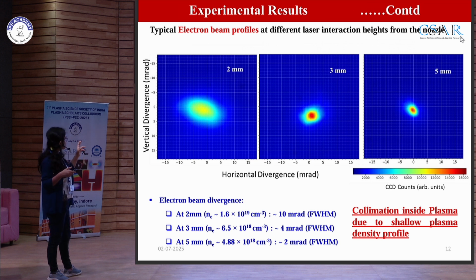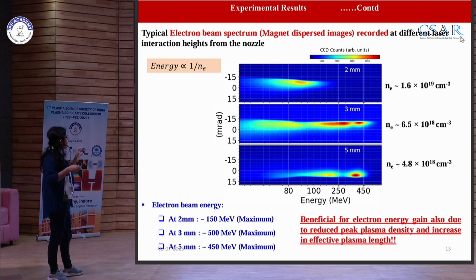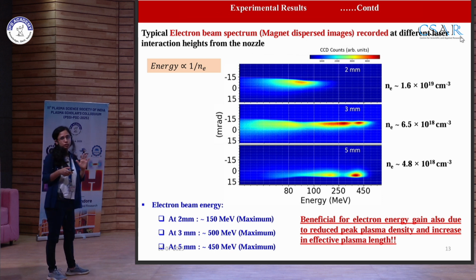When we go from 2 to 5 mm, electron beam divergence reduced from 10 milliradian to 2 milliradian. That means collimation is happening inside the plasma when we change the laser interaction height or we change the gas density profile at the plasma or vacuum exit. So, our main theme was to control the electron beam divergence only. But what is the effect of that gas density profile or effective plasma length on the electron beam energy?